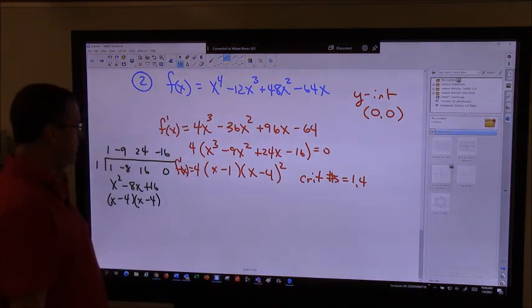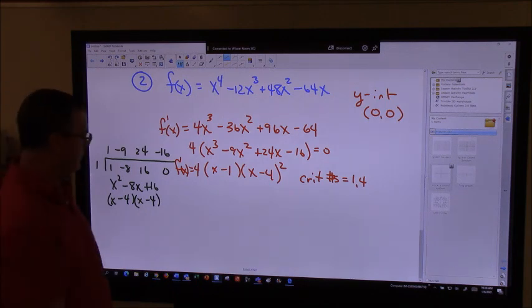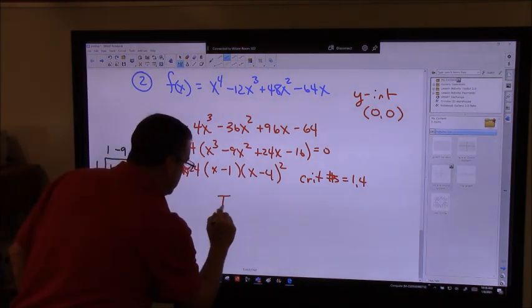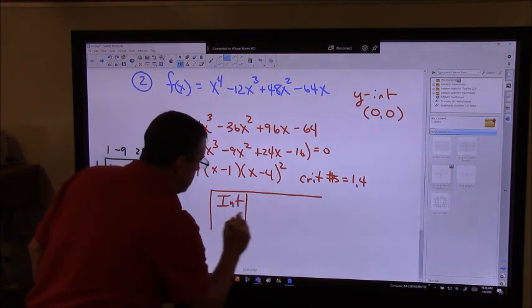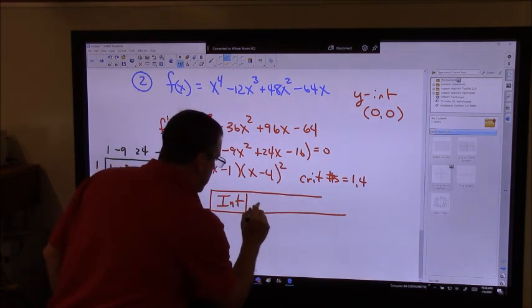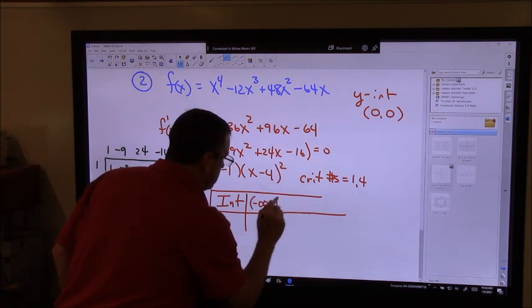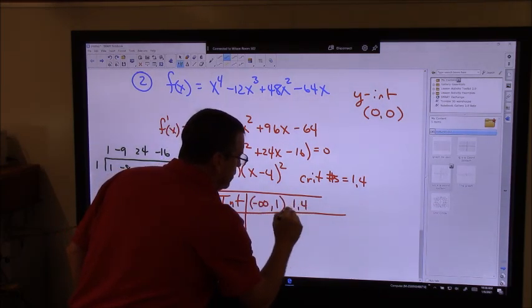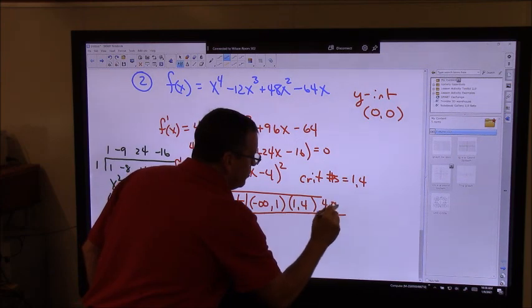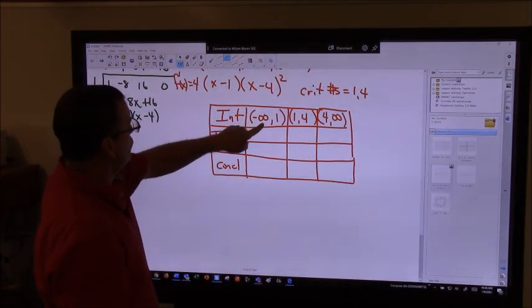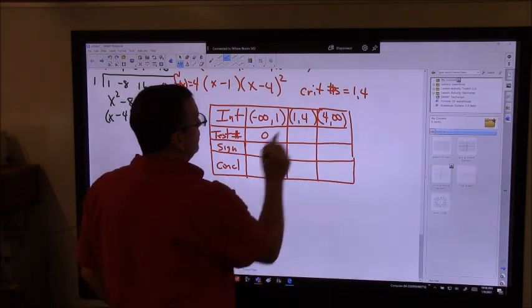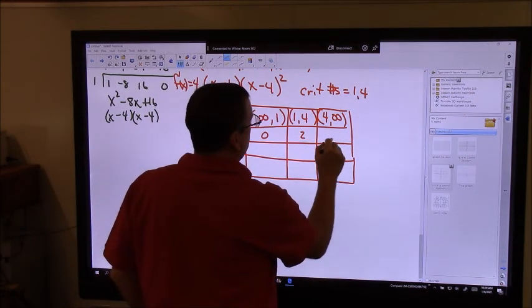And it's not undefined anywhere, so we're not worried about that. So now I'll do my first derivative test. I'm going to set up some intervals. We're going to go from negative infinity to 1, and then from 1 to 4, and then from 4 to infinity. So I'll choose 0, 2, and 5.